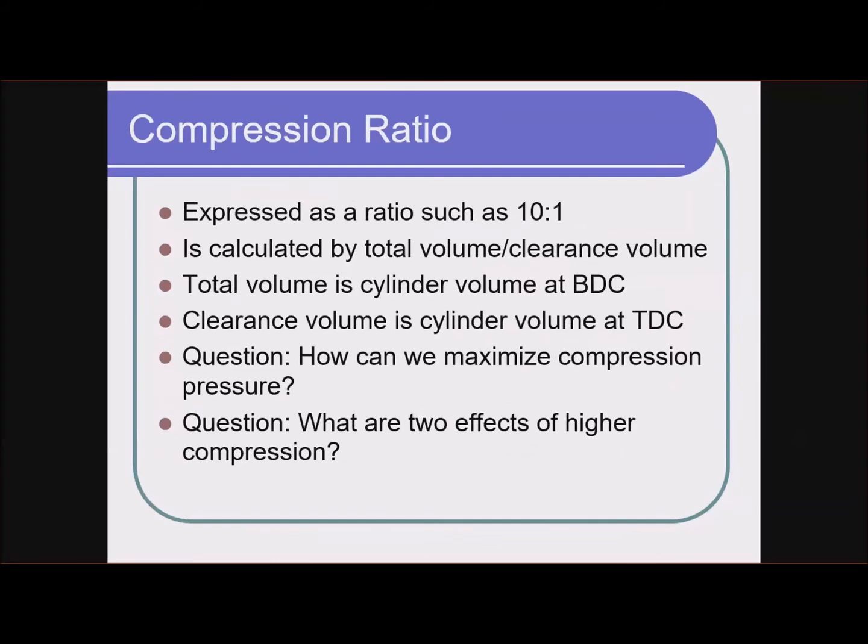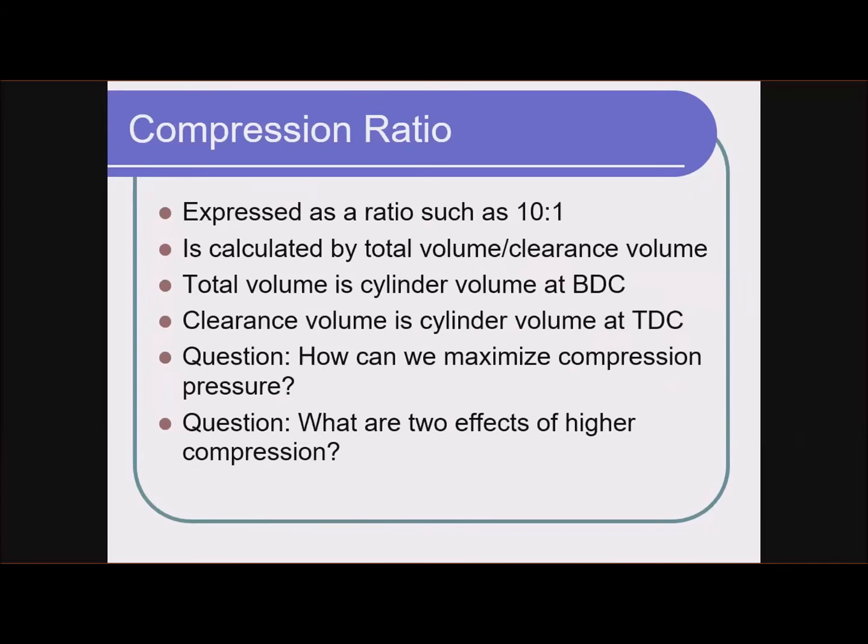The total volume in a cylinder is how much volume there is when the piston's at bottom, right? So the piston's all the way down at the bottom. You pour liquid into the cylinder and into the combustion chamber in the head. And how much does it take? That's total volume. Now when you put the piston all the way to the top, that's called the clearance volume. So if it were a 10-to-1 compression ratio, that clearance volume would be 1/10 of the total volume.